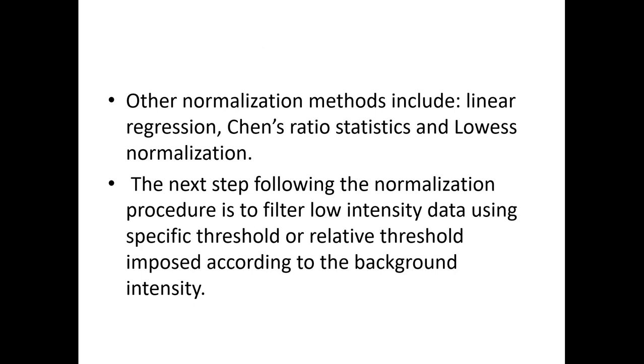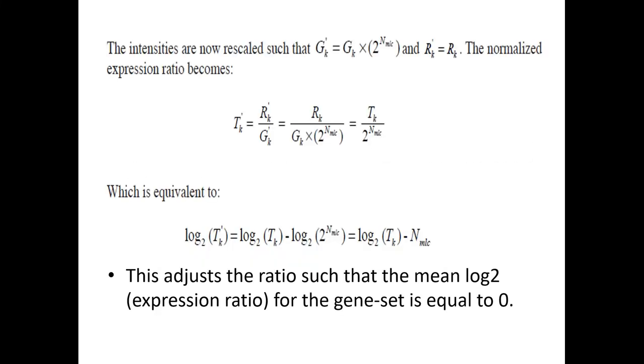Other normalization methods include linear regression, chain ratio statistics and lowess normalization method. Here only the basic methods are explained. The next step following the normalization process is to filter low intensity data, using a threshold value that is imposed according to the background intensity. Further we will study the analysis of the gene expression data. So this was all about the normalization.